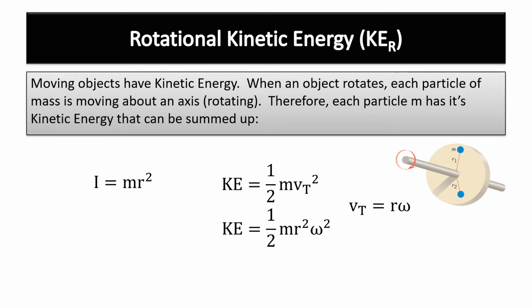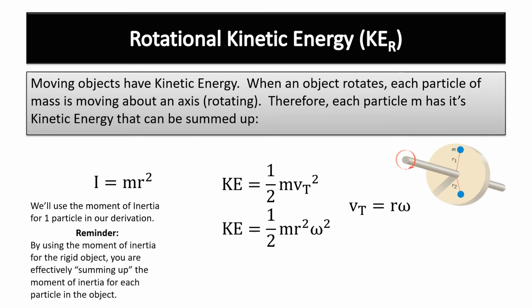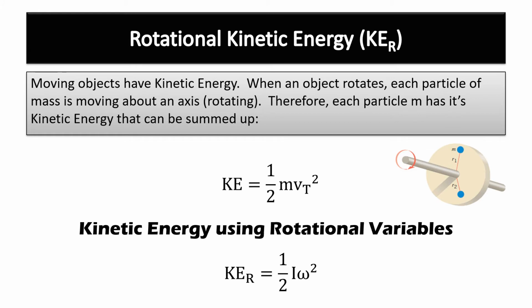Okay, so it says I is equal to mr squared. That is the moment of inertia for one of those particles, okay? And if it's a disc or a hoop or a rod, by using the moment of inertia formula for the rigid object itself, you're effectively summing up the mass for all that object. So it's basically just saying use the moment of inertia. And then we have our nice kinetic energy formula using rotational variables. And you can see the comparison. m turns into I, tangential velocity turns into angular velocity, as you would probably expect.